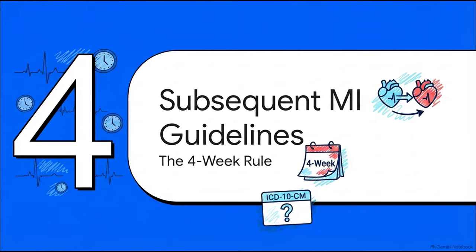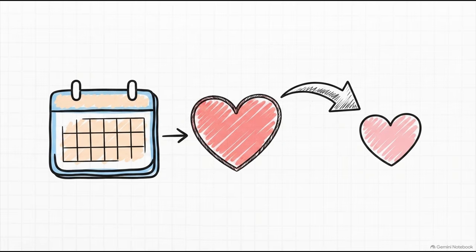All right, Section 4, Subsequent MI Guidelines, and the infamous 4-week rule. The golden rule in this territory is the 4-week rule. If a patient suffers a new, subsequent acute MI within 4 weeks of the initial acute MI, you must use a code from category I-22.